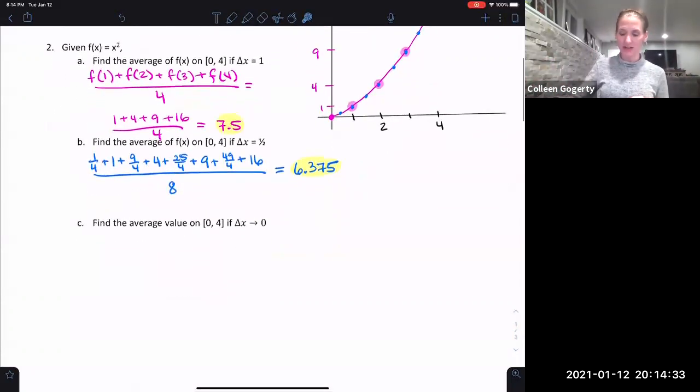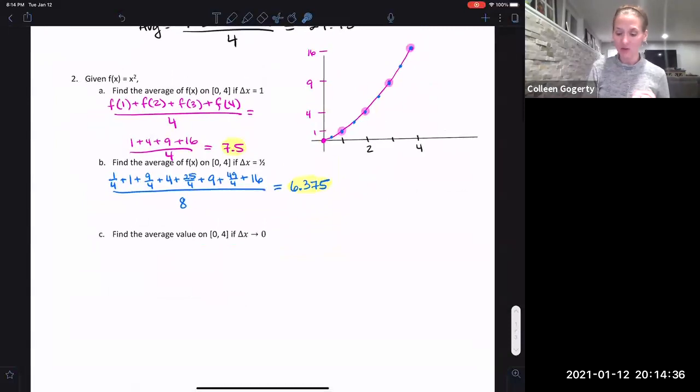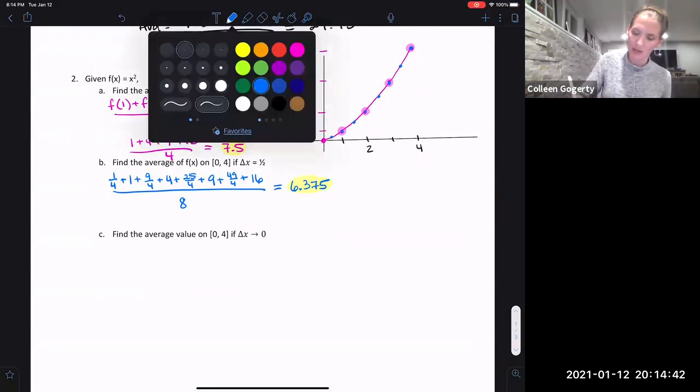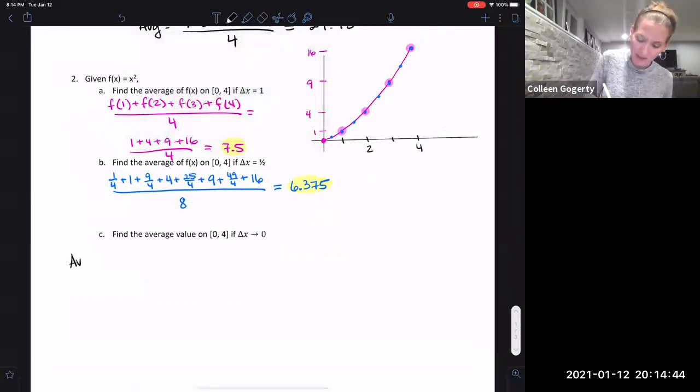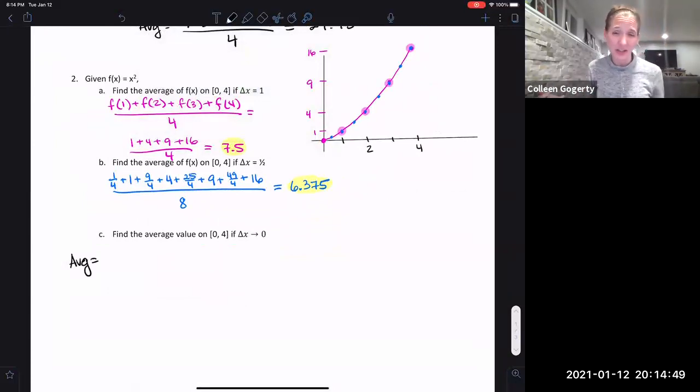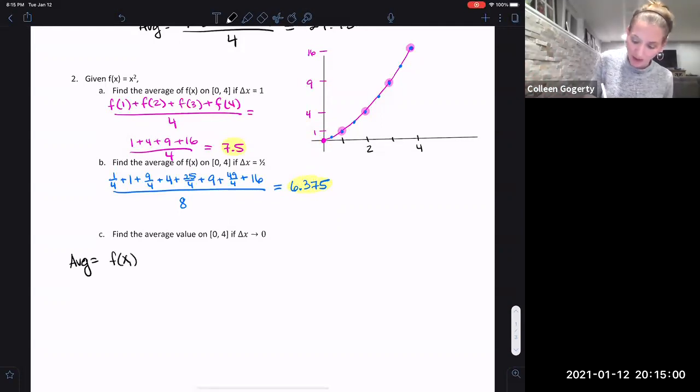So let's consider this part C here. Find the average value on 0 to 4 if the change in x goes to 0. So how would we do that? This is kind of getting at more of the big picture. Well, I'd have to start calculating outputs, right? Just like I did with the previous problem, the 1/4 plus 1 plus the 9/4 plus 4 plus 25/4 and so forth. So I'm going to be calculating a whole lot of outputs, right?